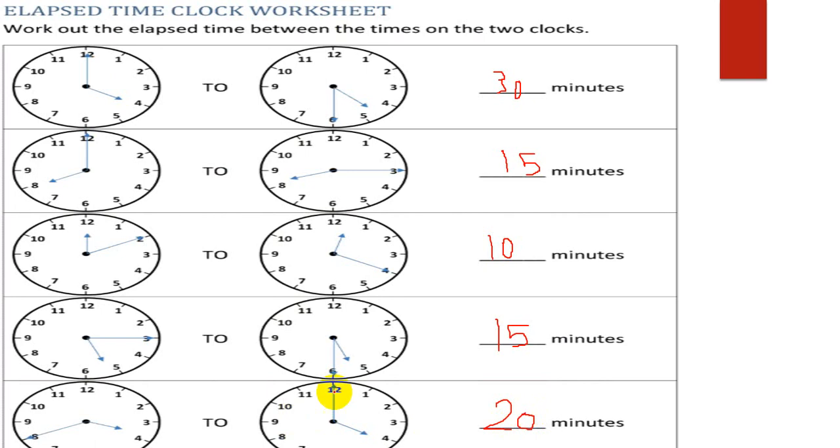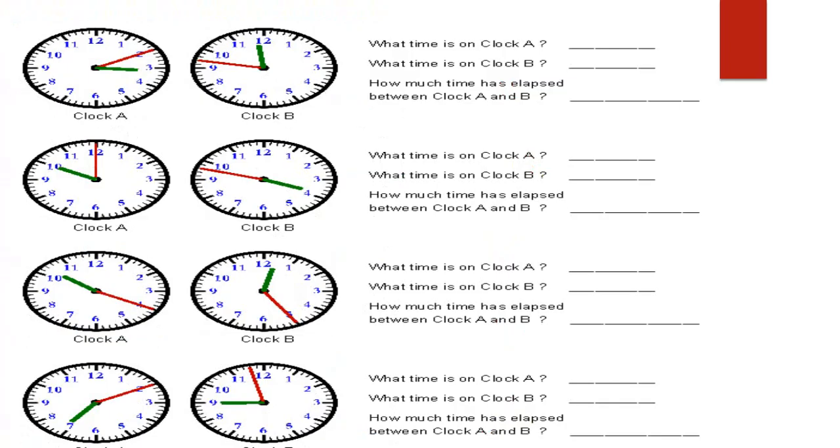Okay, you can subtract. 1 hour means 60. 60 minus 40, this is 40 minutes. 60 minus 40 is what? It is 20 minutes. You understand? Let's solve it all.